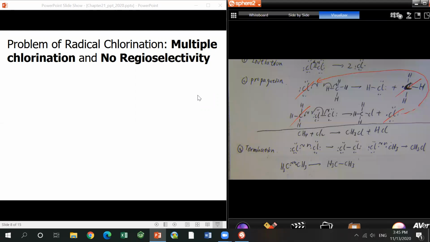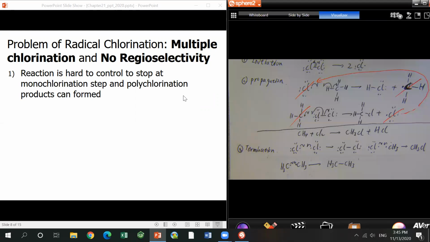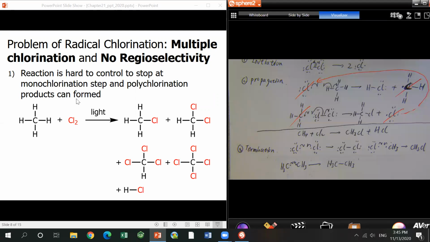So what does multiple chlorination mean? Even if you try to put the reagents in a 1-to-1 ratio, for example one mole of methane and one mole of chlorine, and you try to do this reaction, eventually you get all the possible mixtures.